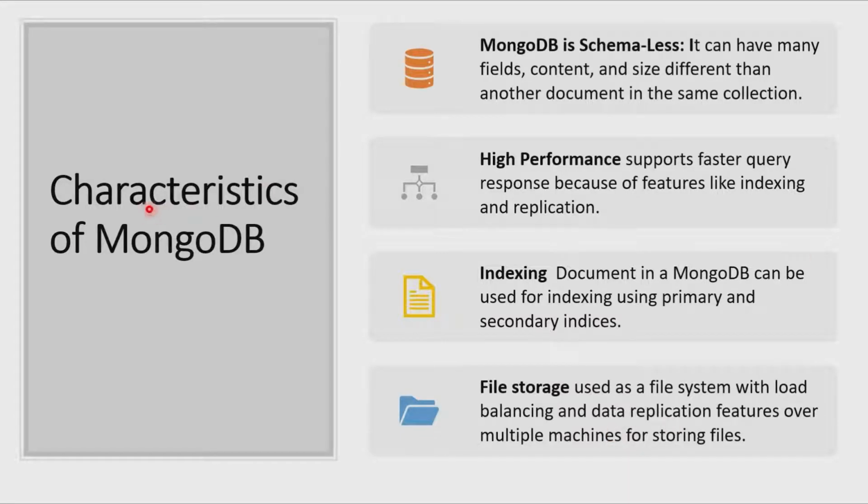This slide is about the characteristics of MongoDB. MongoDB is schemaless. That means you can have a number of fields and their values. You can have different sizes, and inside one document you can have another. It is so famous because of its high performance, because of the queries which can be executed with the help of indexing.